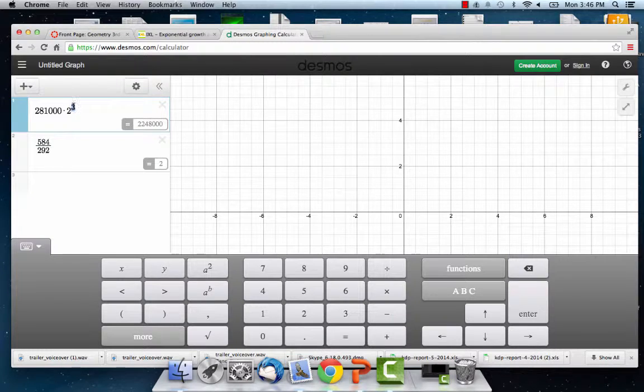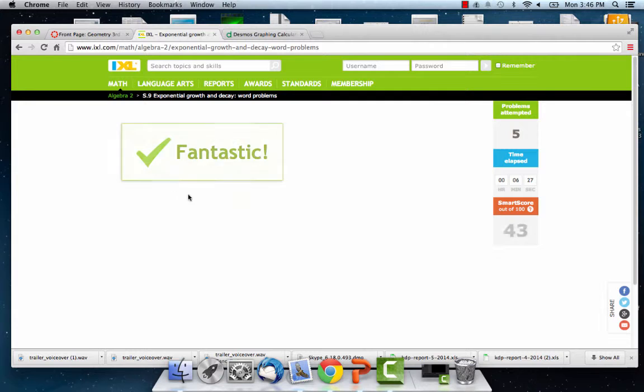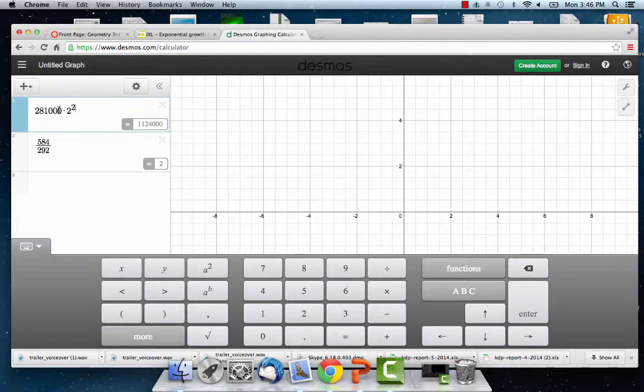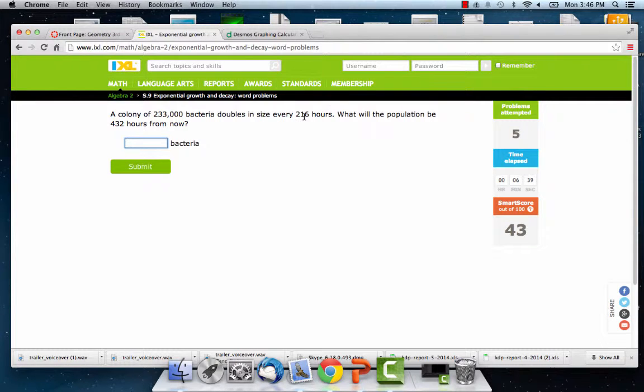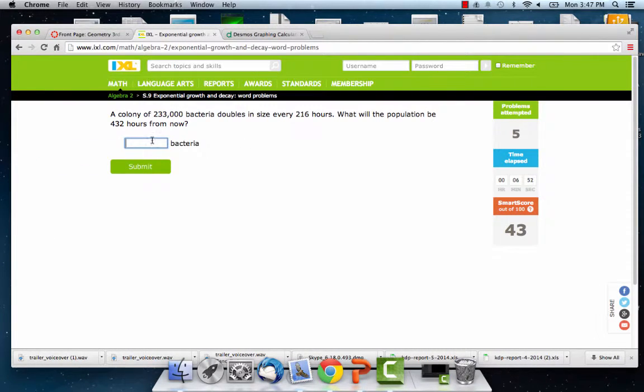So the exponent is 2. So 1,124,000. 233,000 bacteria. And it's doubling, so my 2's the same. 216 hours to double, 432. So 432 divided by 216, that's still 2, so 932,000.